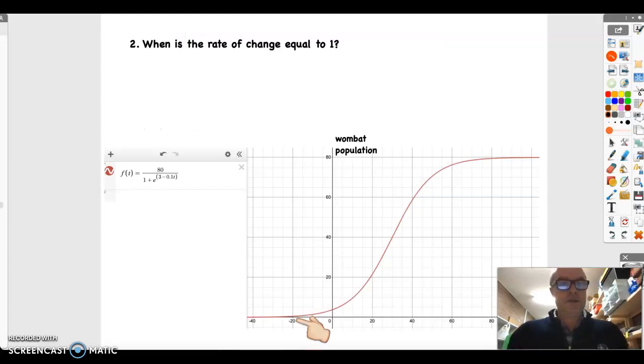The second question, exactly when is the rate of change equal to 1? So along this curve there must be some point where the slope of the curve is equal to 1, the gradient is equal to 1. In other words, that rate of change of wombats is exactly equal to 1 wombat per week.